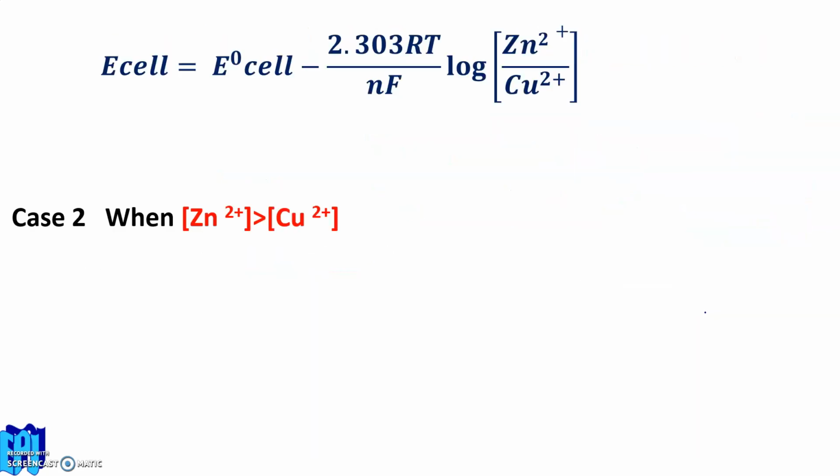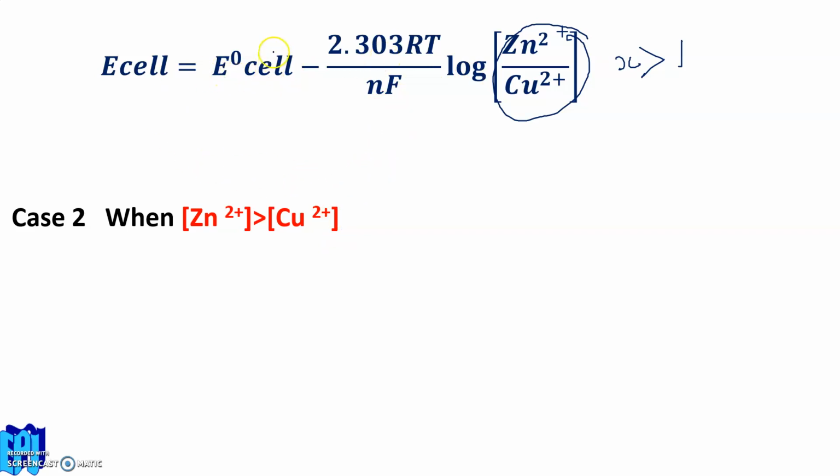Let us consider case number 2. Here the concentration of Zn2+ is greater than Cu2+. We can say that Zn2+ has a higher value and Cu2+ has a lower value. So this term should be greater than 1, that is, a value x which is greater than 1. If the concentration of Zn increases and the concentration of Cu decreases, the ratio value increases.